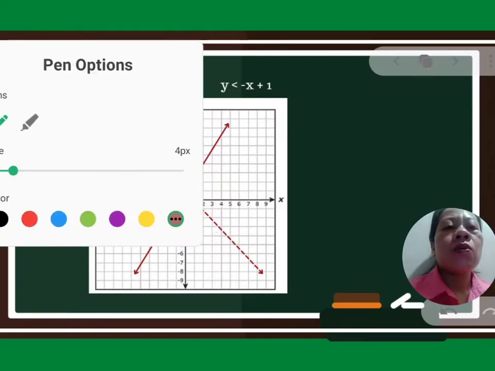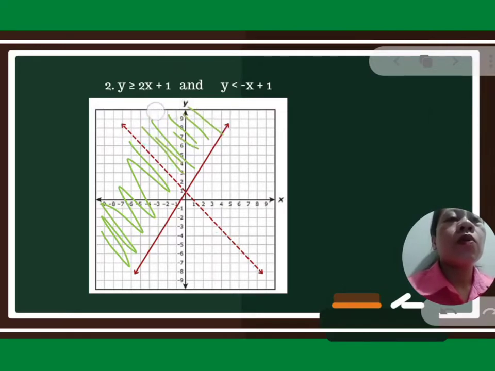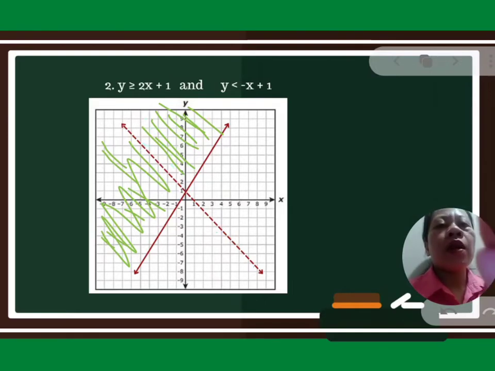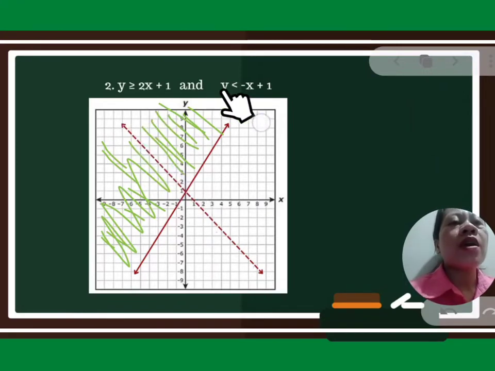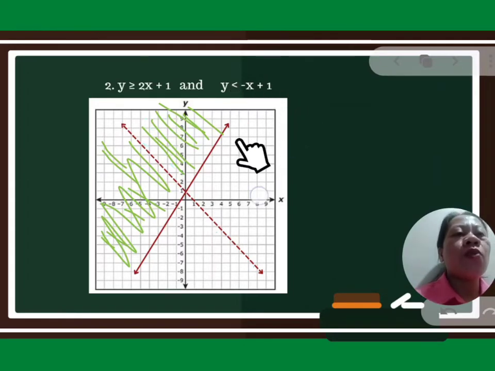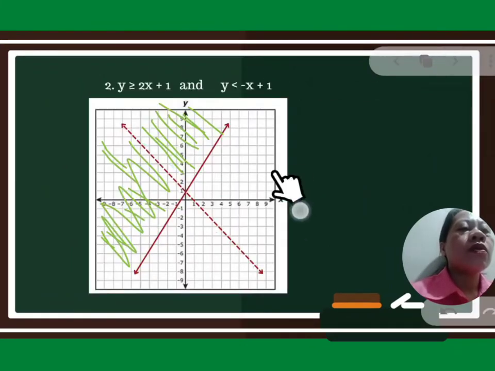Palitan lang natin ng kulay. Ayan. So, andito banda ang shaded part ng unang inequality. Okay, so nandito banda. Then, pagkatapos, yung pangalawang inequality naman, ito po yung line niya, ito. Okay? Broken line po yan dahil ang symbol ay less than. Okay, saan siya dadaan? Sa may positive 1 sa y-axis dahil ayun po ang y-intercept that is less than 1. Tapos yung x-intercept din ay sa may less than 1.